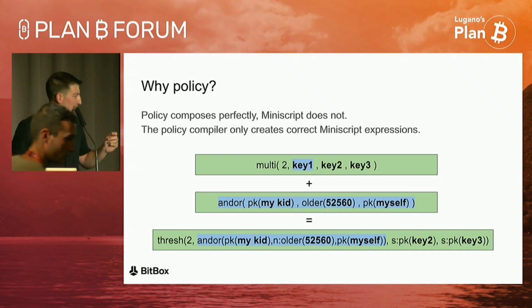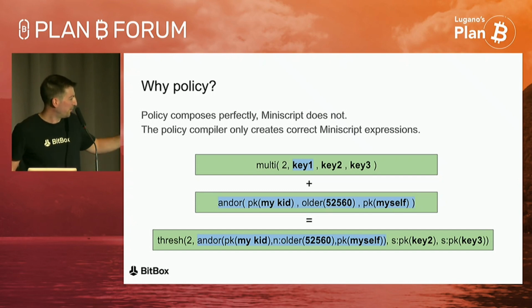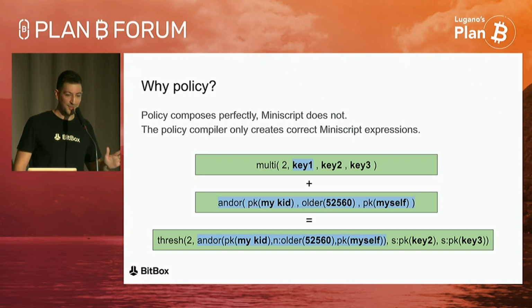You can see that the result is a threshold again, not a multi. The fragment in the beginning changes. There's the S colon for the keys. There's an N colon before the older. So those are just making sure that the script works, but you cannot actually write this by hand. It's very difficult to get it right.